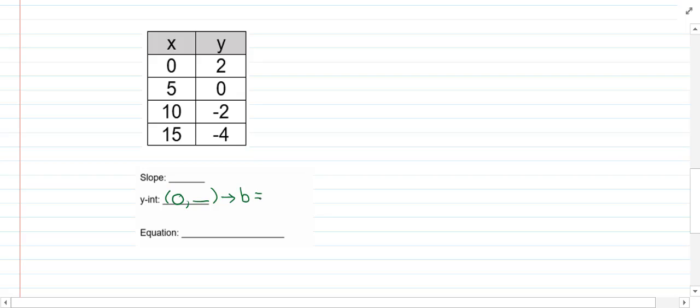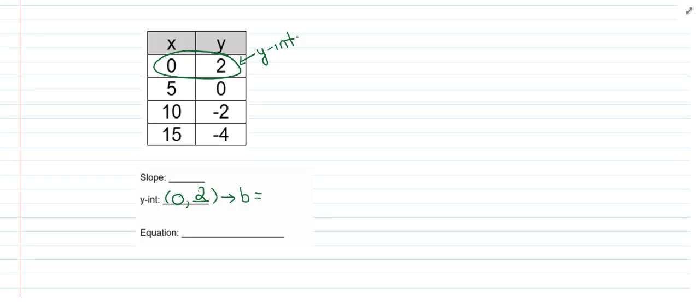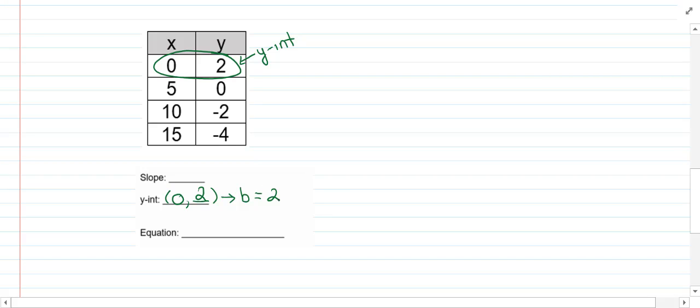And I see 2 zeros on my table, but this very first point, (0, 2), is my y-intercept. If you were to graph that, you would find that that point would cross the y-axis at 2 right there. So our b value is going to be 2 for this equation. And now we're going to find the slope.